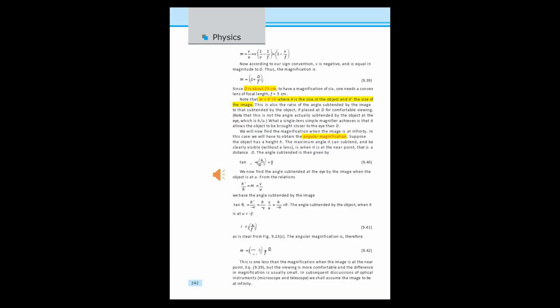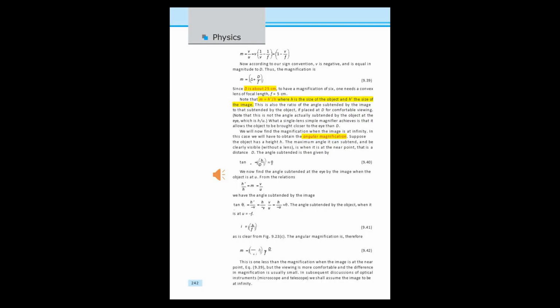This is also the ratio of the angle subtended by the image to that subtended by the object, if placed at D for comfortable viewing. Note that this is not the angle actually subtended by the object at the eye, which is h/u. What a single lens simple magnifier achieves is that it allows the object to be brought closer to the eye than D. We will now find the magnification when the image is at infinity.